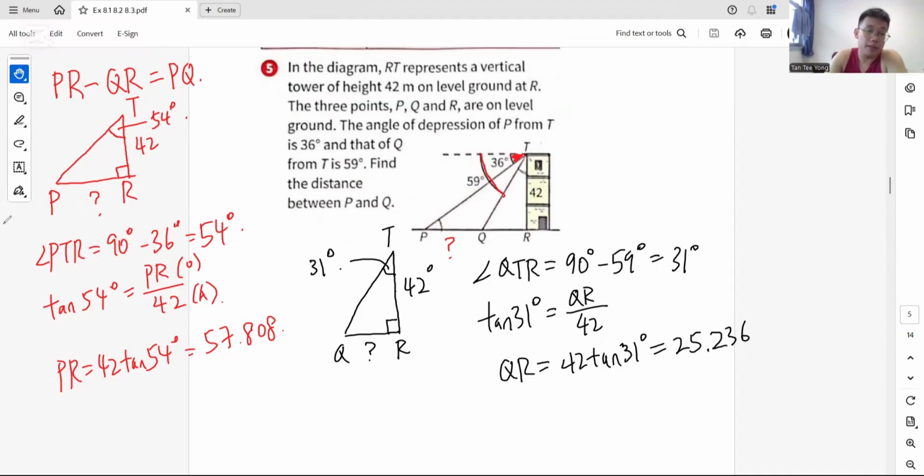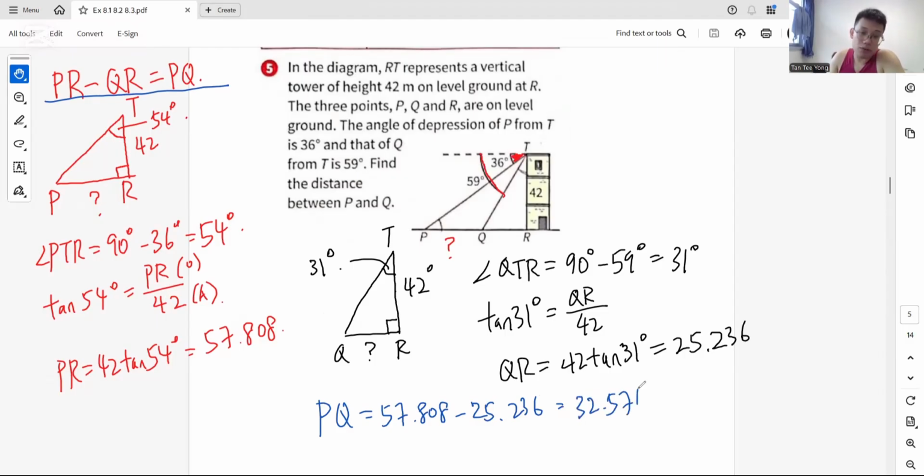So last step: PQ is going to be PR minus QR, from the first thing that we discussed. So PR is 57.808 minus 25.236. The outcome will be 32.571, rounded off to 32.6 meters. So the distance between P and Q is 32.6 meters, to 3 significant figures. All right, so this is it for question 5.